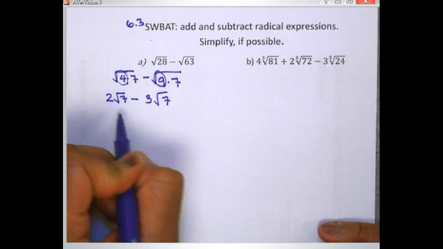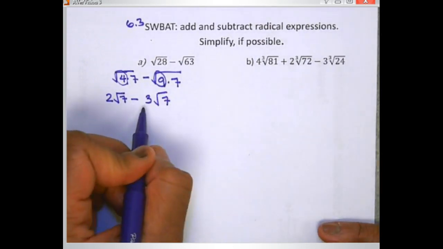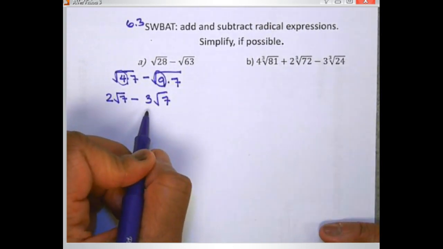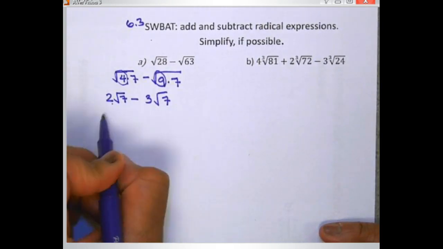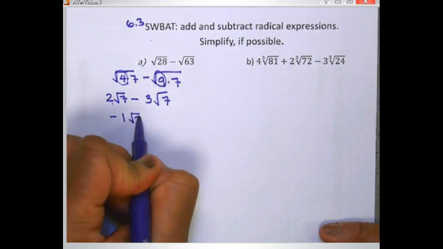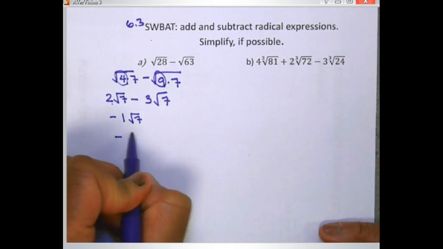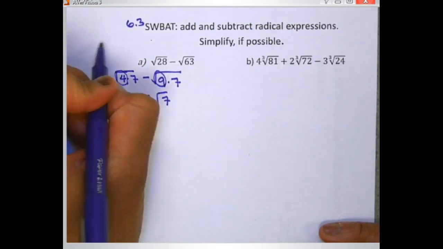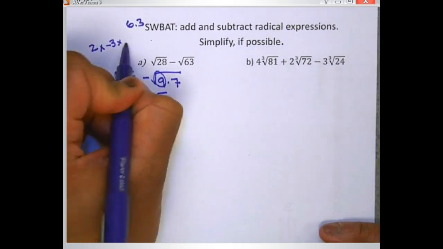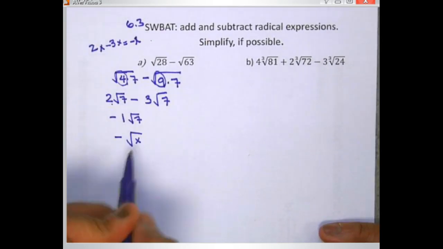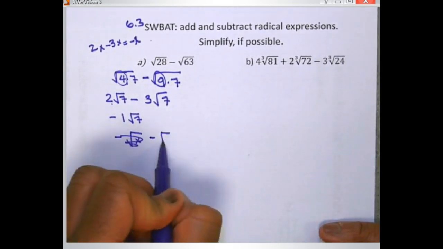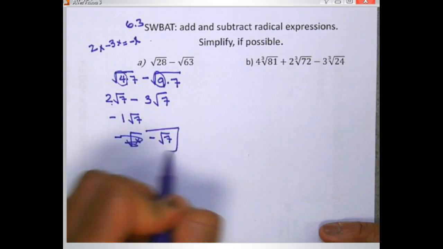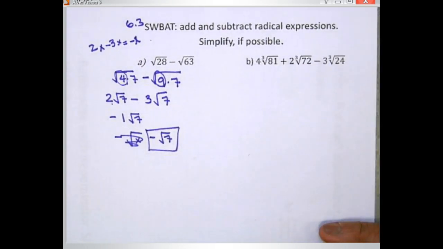Radical 7. Now, these are like terms because they both have the same number under the radical. So what's 2 minus 3 is negative 1 radical 7, or just negative radical 7. This is like if I were to ask you what's 2x minus 3x. Oh, of course, it's negative x. And so I wrote negative x. Just kidding. Negative radical 7. There you go. All right, let's try another one.